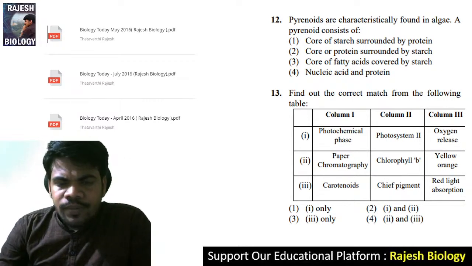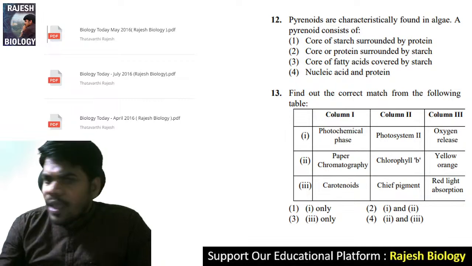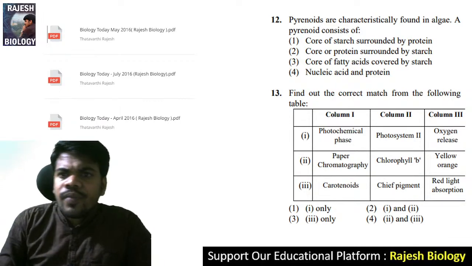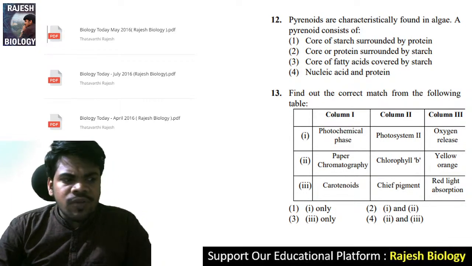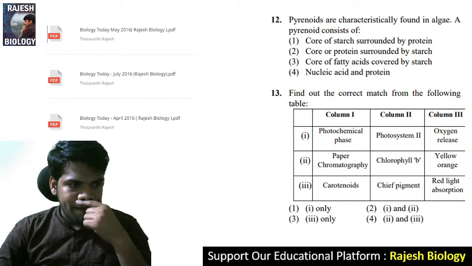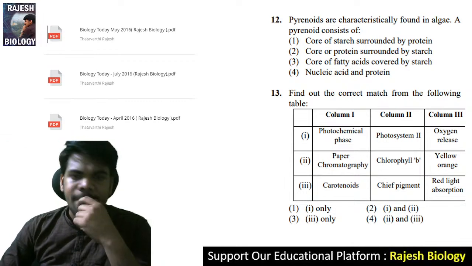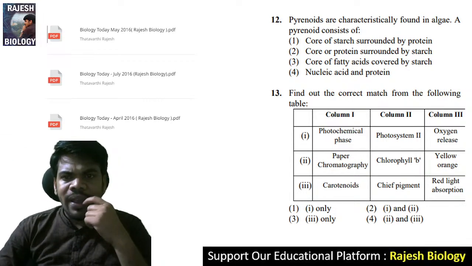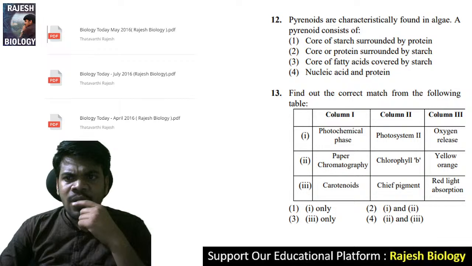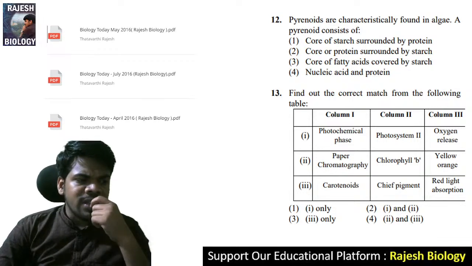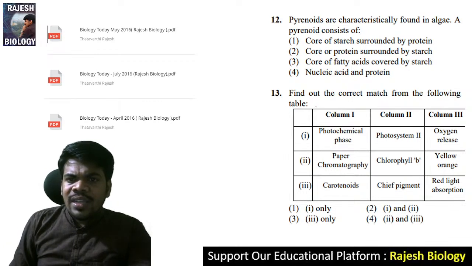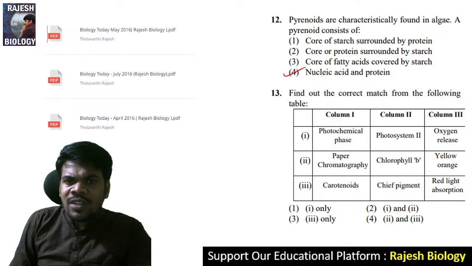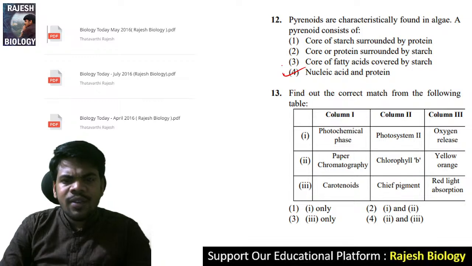12th question. Pyrenoids are characteristically found in algae. A pyrenoid consists of what? Nucleic acid and protein.